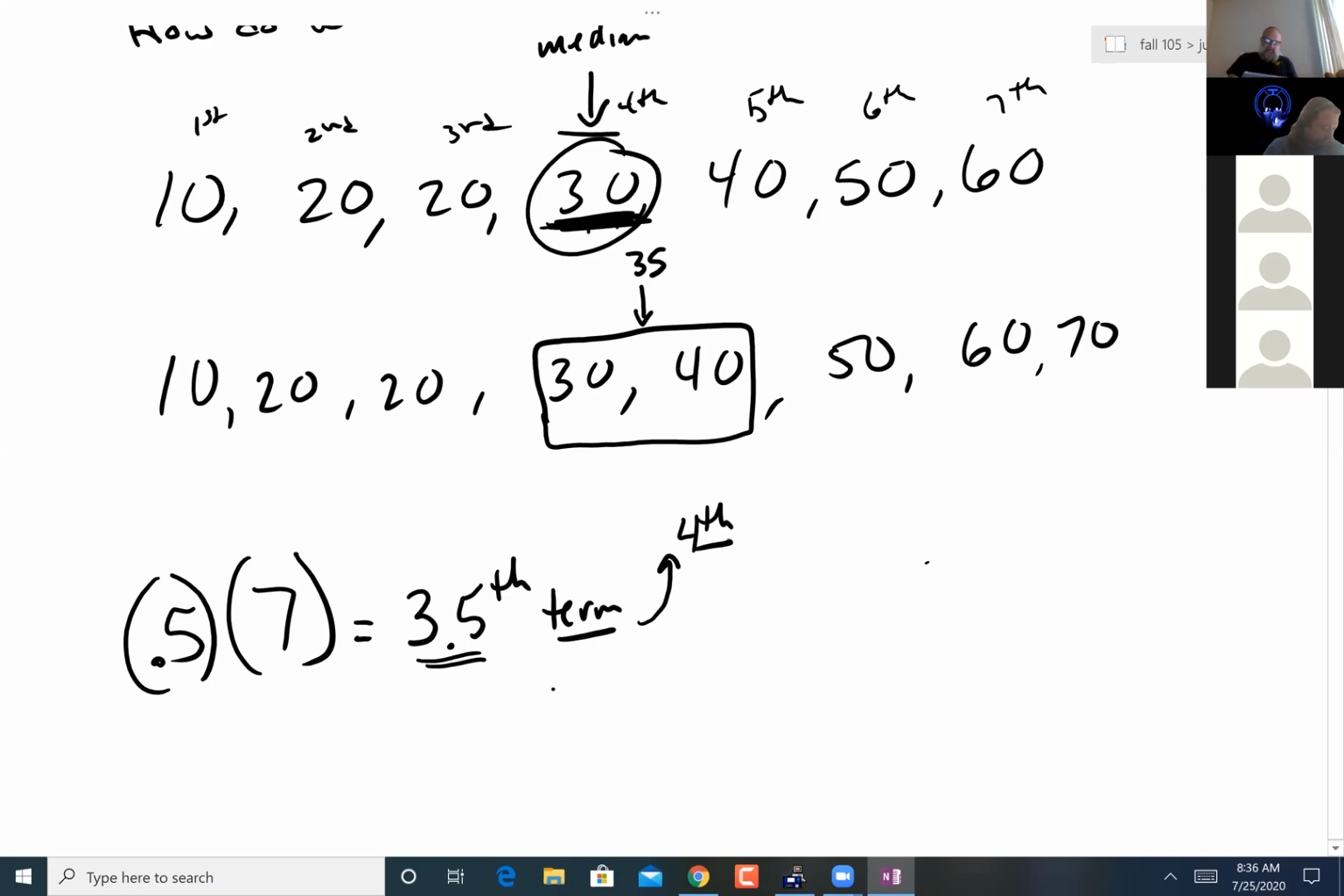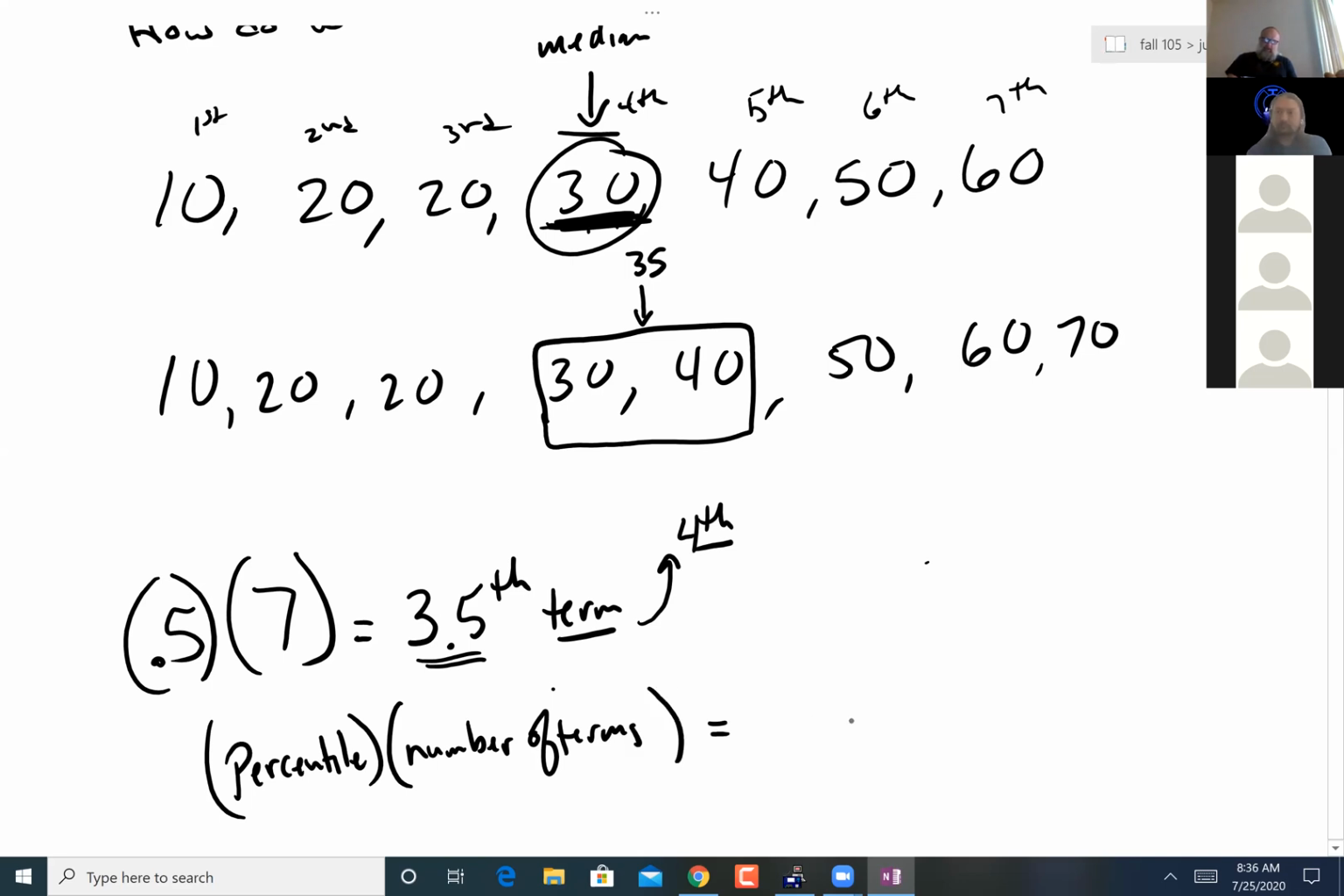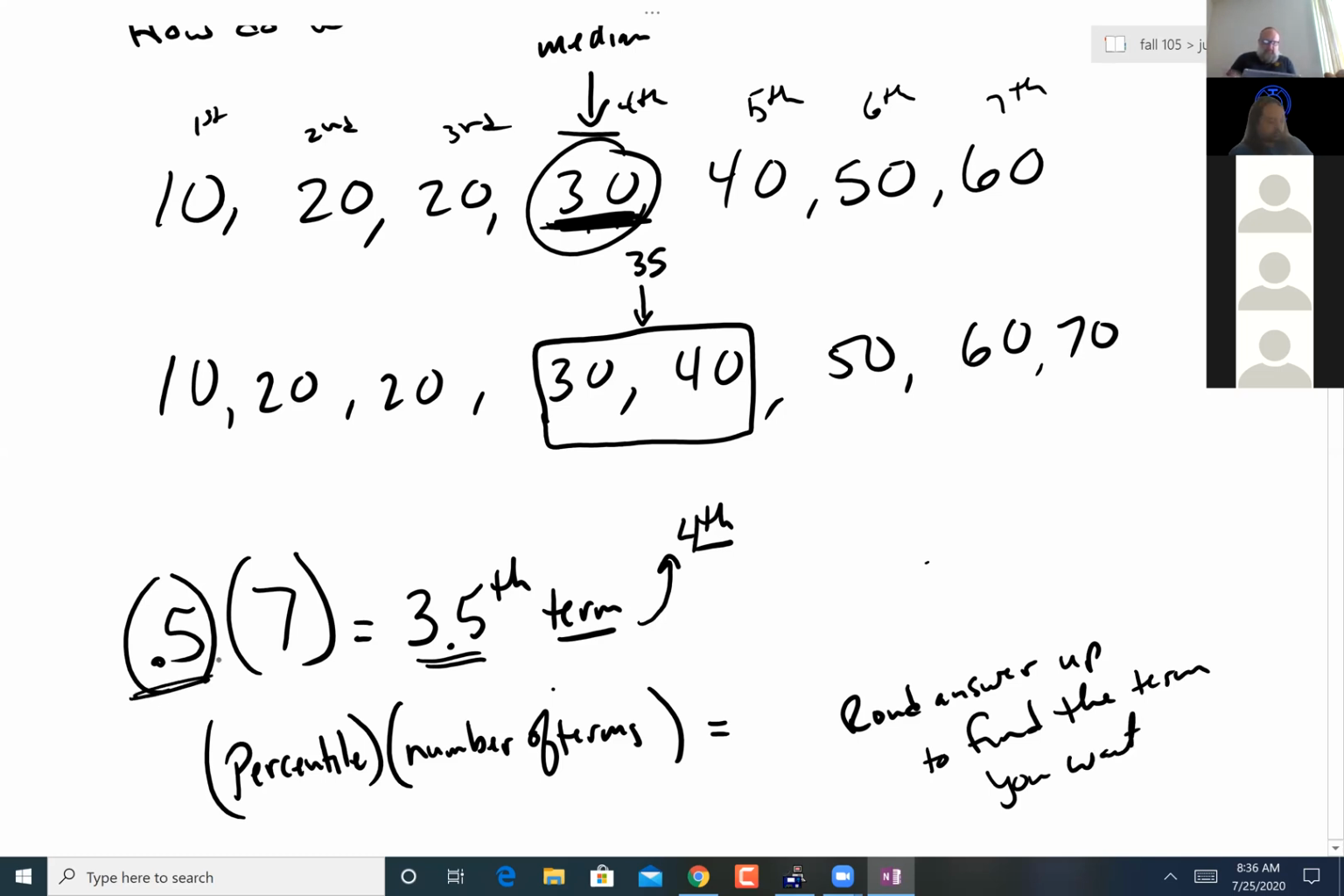And so that's a pretty cool thing. You would take 0.5, which is the percentile, times the number of terms, and you would then round the answer up to find the term that you want. Okay, so again, I want the 50th percentile, which is the median. So 0.5 times 7, because there's 7 terms, comes out 3.5. Sweet. I don't want the 3.5 term. There is no such animal. So I'm going to round it up to the 4th term. That's it. Nothing to it. Who's the 4th term? 30 is the 4th term.